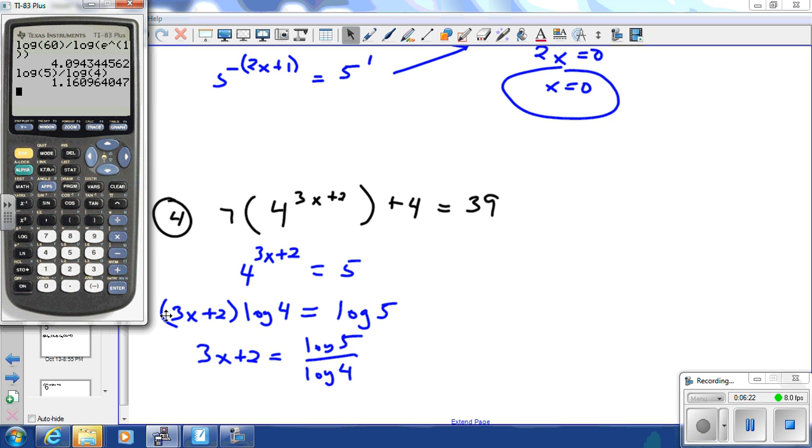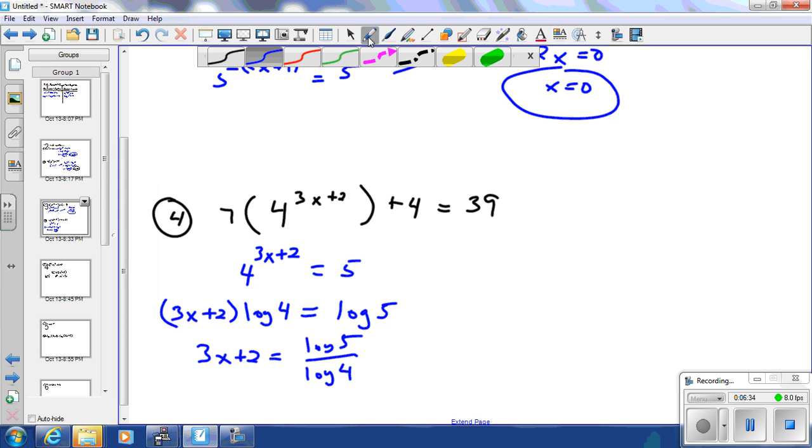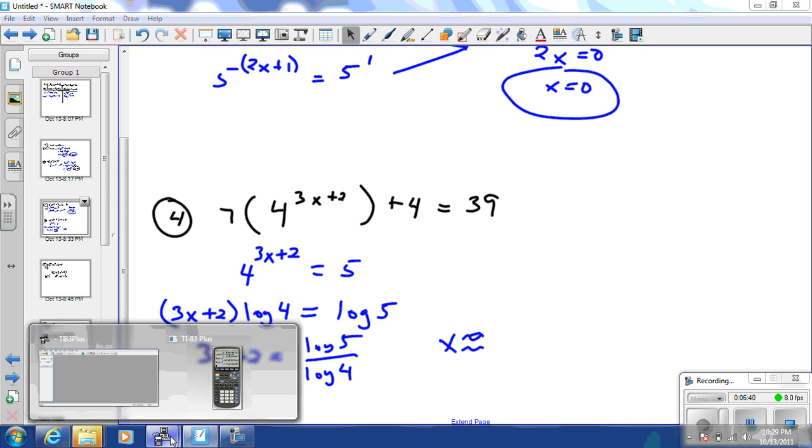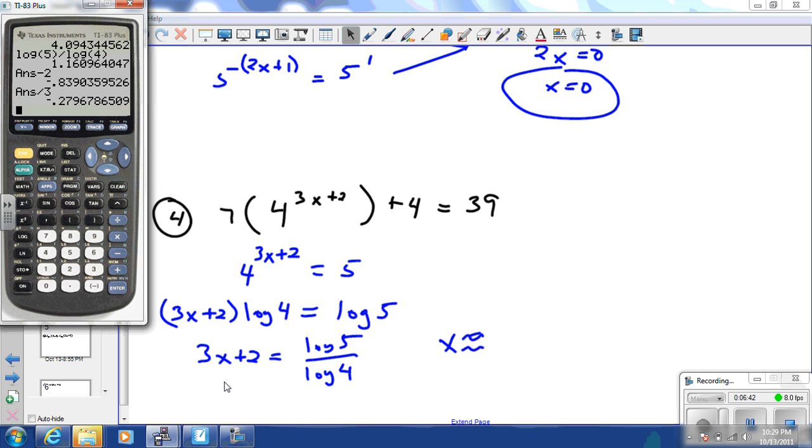What would I do to solve? I would subtract 2, and then I would take that and divide by 3. So I'm going to have an x value of approximately, what did we say that was? Negative 0.28.